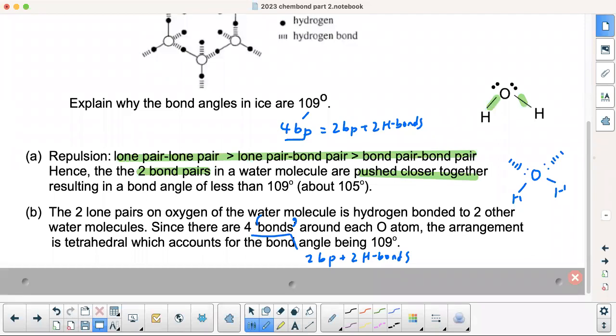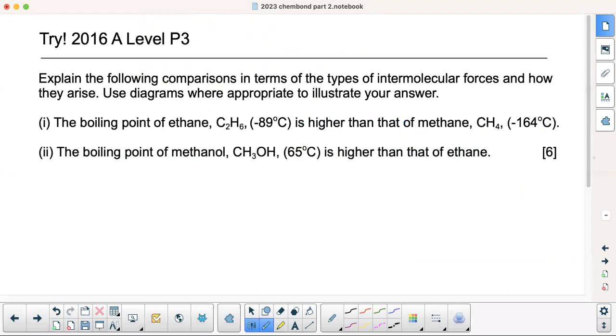So in A-level, recently, I think since 2019, there have been a lot of questions on chemical bonding, asking about comparing boiling points, whether it's organic compounds or not. Let's take a look at this one, 216. Explain the following comparisons in terms of types of intermolecular forces and how they arise. This is the part that stumps students. They ask not just for the intermolecular force, but how it arises. Then they say use diagrams where appropriate to illustrate your answer.